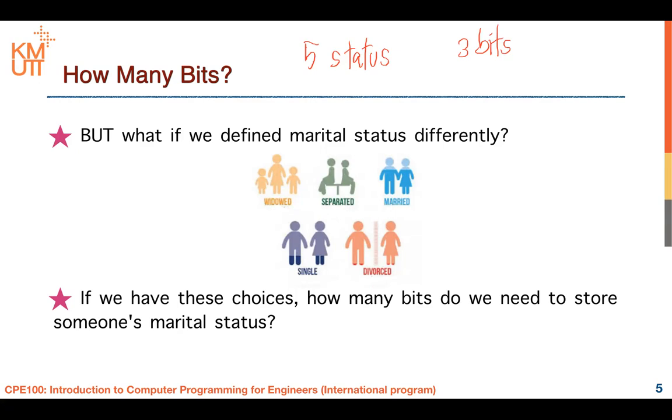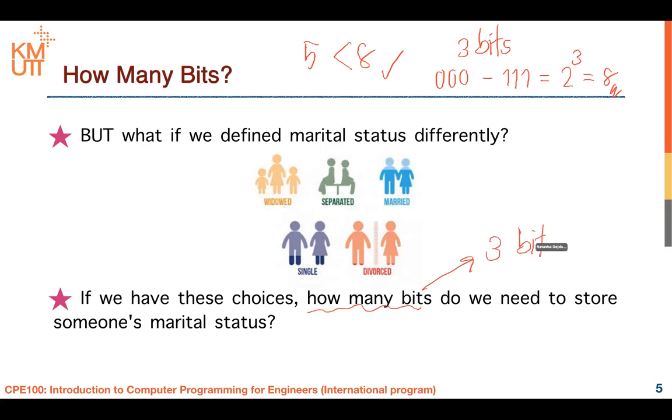We can use 3 bits. Why? Because 3 bits can represent 000 until 111. If we list the possibilities of 3 bits, it will be 000, 001, 010, and so on until 111. So we will have 2 raised to the power 3 possibilities, which is 8. The number 8 is greater than 5, so 5 is less than 8. So how many bits? We can answer 3 bits, because 5 is less than 8. Okay, very good.